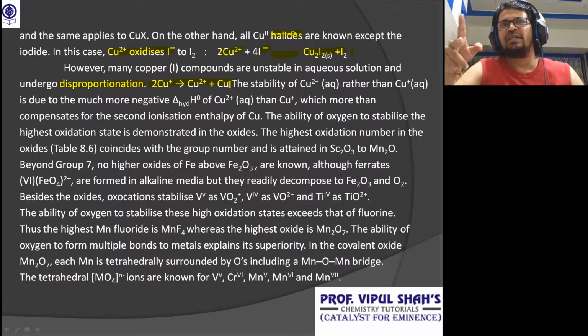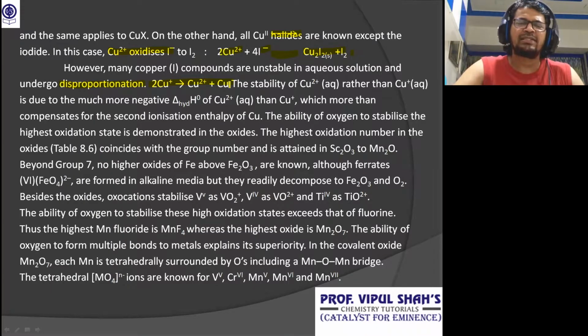So its instability is there, and why is plus 2 more stable? Again same. It's low hydration enthalpy and lattice energy. The stability of Cu2 plus over Cu plus 1 is due to its much more negative enthalpy of hydration than Cu plus 1, which more than compensates for the second ionization enthalpy of copper. That's one. Then it says the highest oxidation state coincides with the group number up to scandium 2 plus.